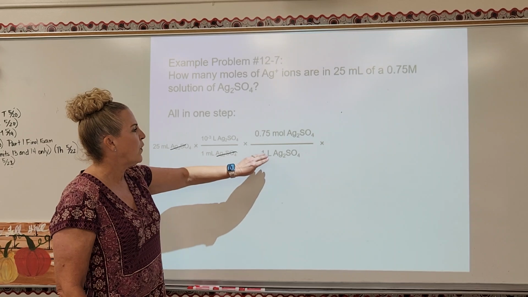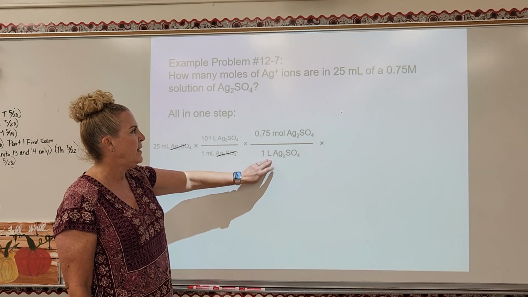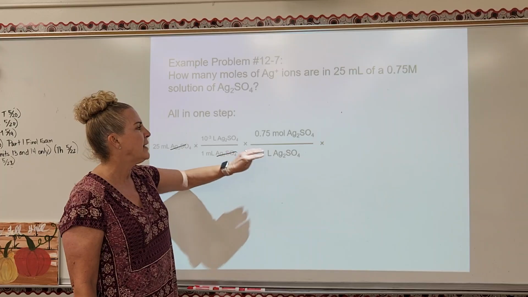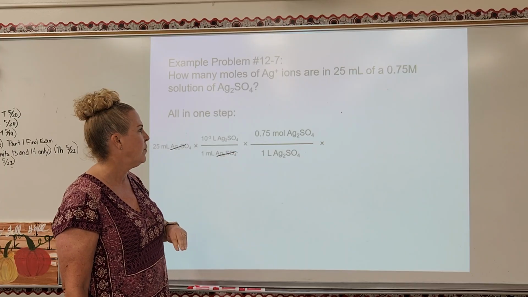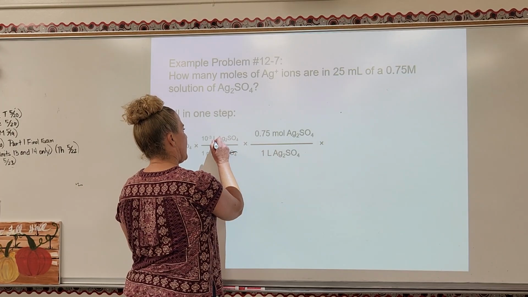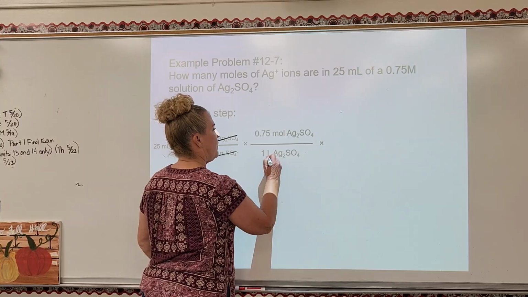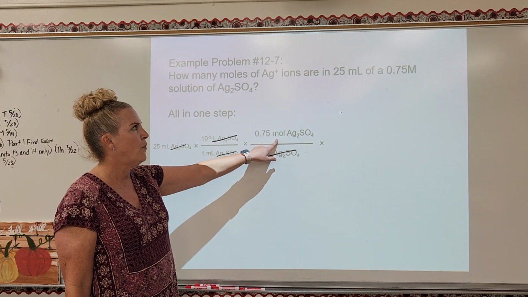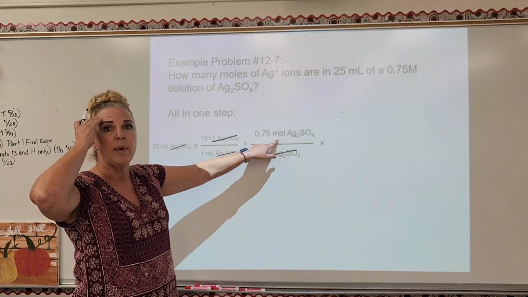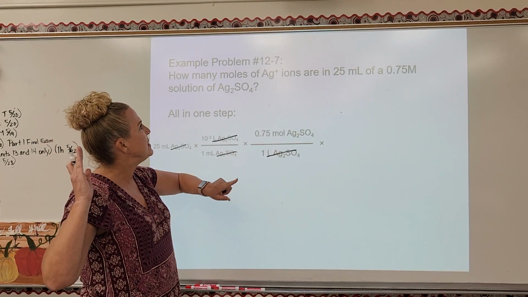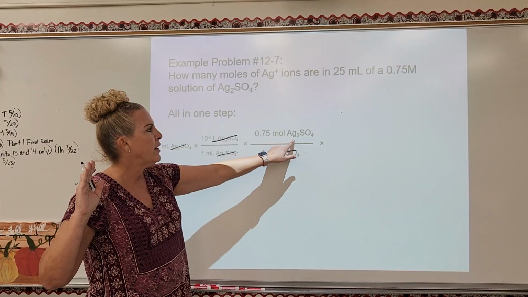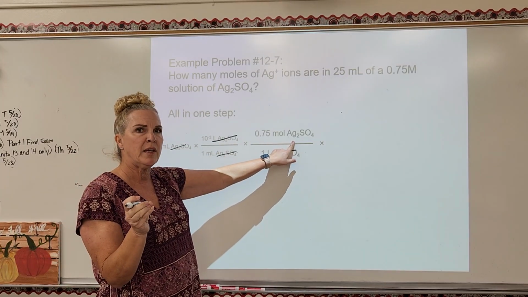So the next step is, for every 1 liter of silver sulfate, there's 0.75 moles of silver sulfate. That is my molarity right here. Okay, so what's going to happen here is liters of silver sulfate cancels, and we are left with moles of silver sulfate. Eye on the prize, I'm in moles, that's good. But I need moles of silver. I'm not there yet. So now we're going to do that stoichiometry.